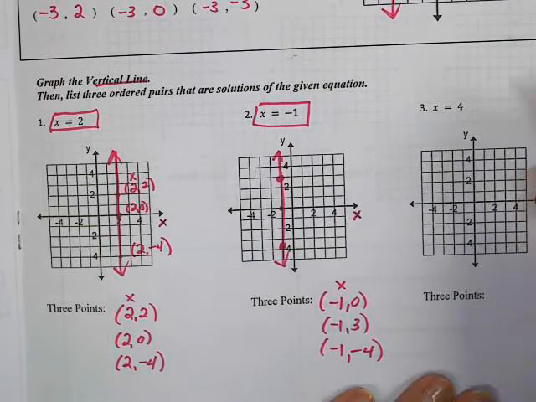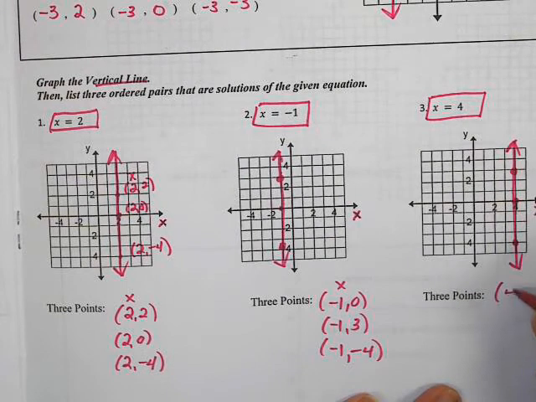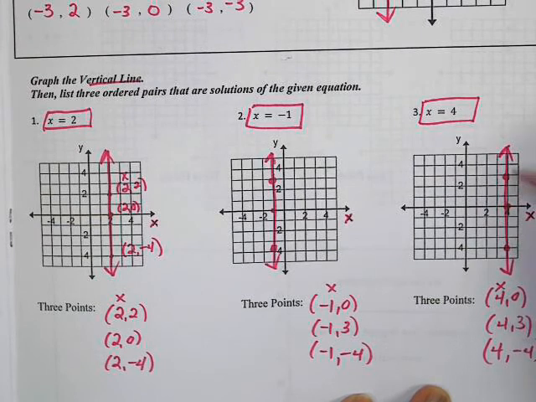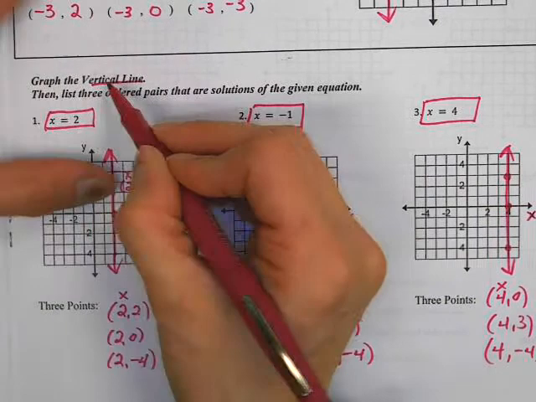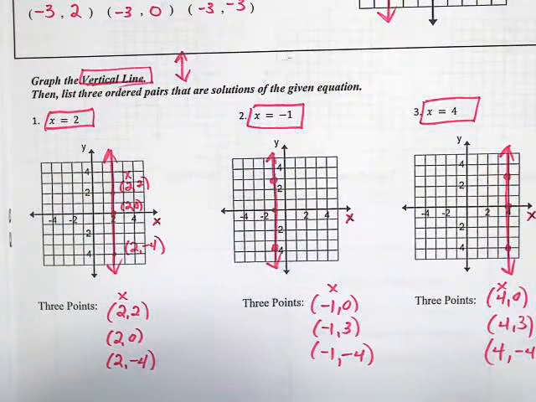Here's another example. x equals 4. So you go to the x-axis at 4, and we have to draw a vertical line. What are some points? We can just pick any points we want. 4, 0. 4, 3. 4, -4. All of the x numbers are 4. And the y can have any value. Okay, so this was a lesson on vertical lines. Vertical lines go up and down.